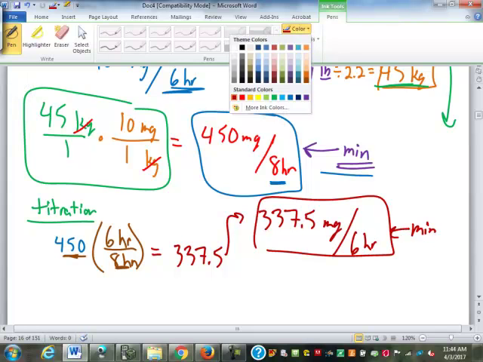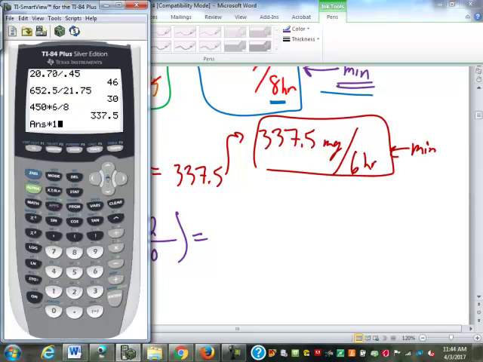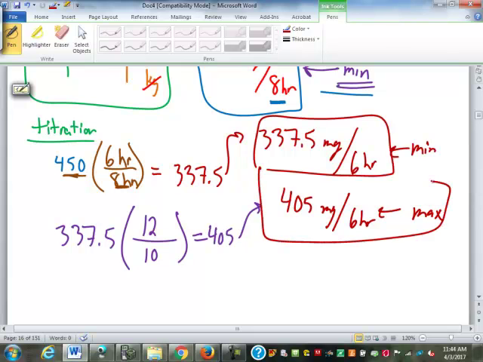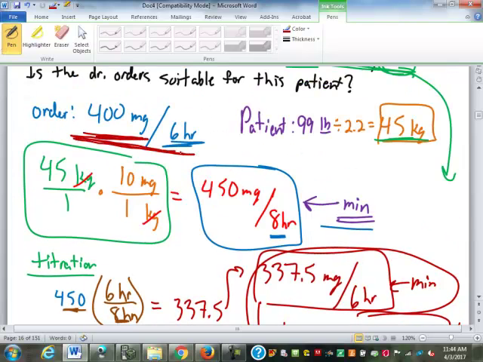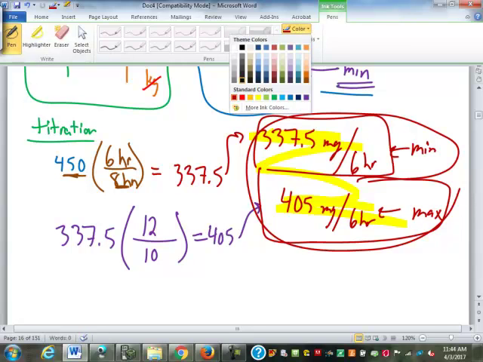To find the maximum dose now, we can also do a titration. We're going to take that 337.5, and that was found using the 10 milligrams per kilogram. We're going to titrate it to change it to 12, the maximum amount. So we take that 337.5 times 12 and divide it by 10. And we get 405. So that is telling us 405 milligrams every 6 hours is the maximum dose for that size of a patient. So looking at the doctor's orders, which were 400 milligrams every 6 hours, that is within this acceptable range of 337 to 405. So that is a safe dose for that patient.